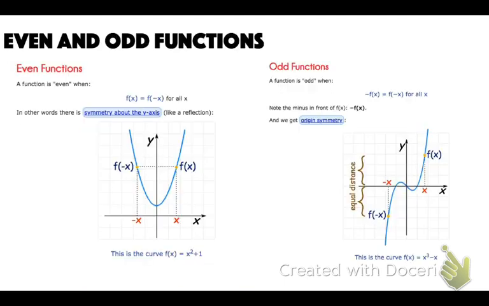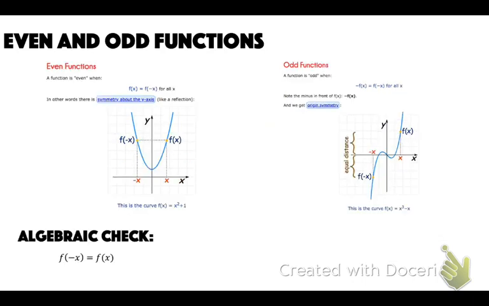Okay, last thing we're going to talk about is even and odd functions. So an even function is just a fancy way of saying it's symmetric with the y-axis. An odd function is a fancy way of saying it's symmetric with the origin. So to check algebraically, if you plug in negative x, for the even function, you get out the same function. If you plug in negative x for the odd function, you get the exact opposite. So even is the same, odd is opposite. Okay, that's a good thing to remember.